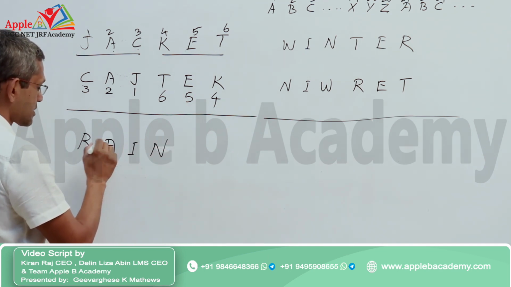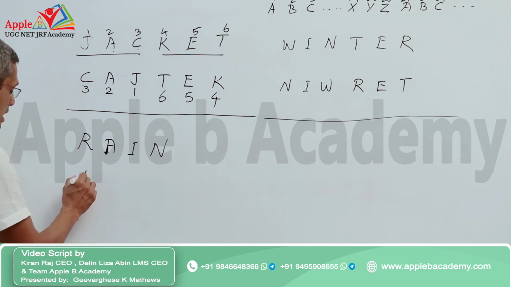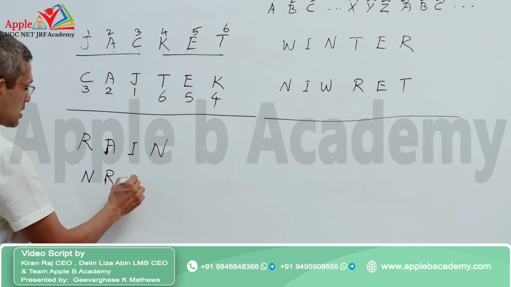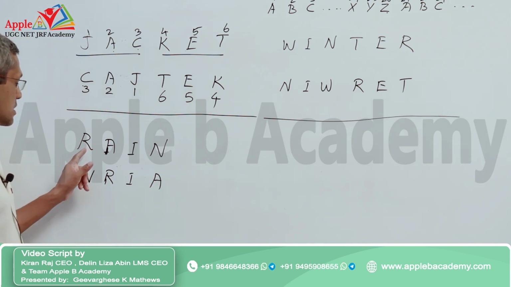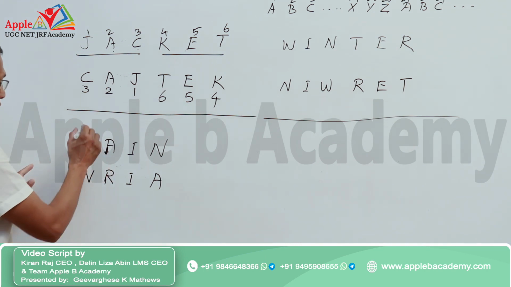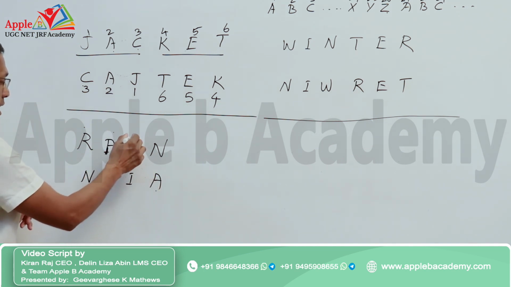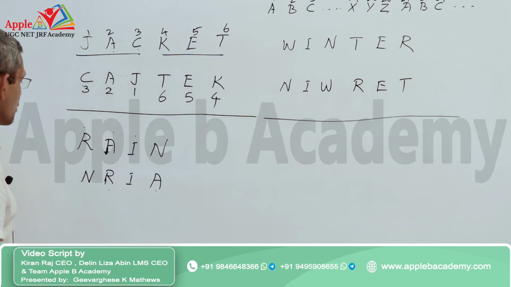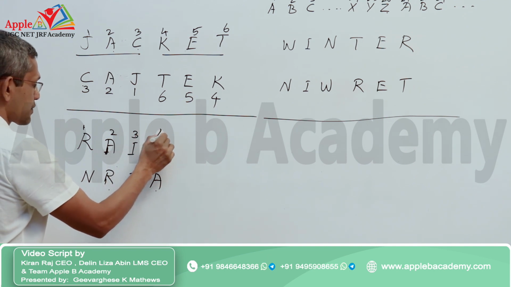Rain, the word rain, is coded as N, R, I, A. Again, what is it? Rain. It's pretty much all the letters in the word rain: R is here, A is here, I, N. So it's a rearrangement, right? Mark the positions as 1, 2, 3, 4.